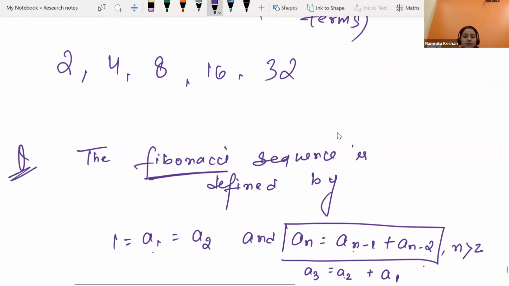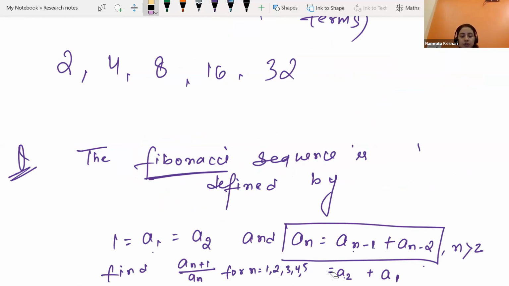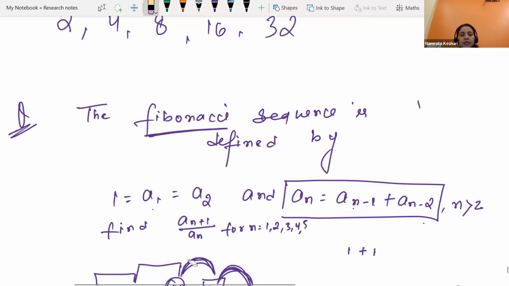And here it says find a n plus 1 by a n for n equals 1, 2, 3, 4, 5. Let's do it. Let's find a n plus 1 by a n when n is 1, then when n is 2, then when n is 3. So one by one, we'll be finding a n plus 1 by a n.